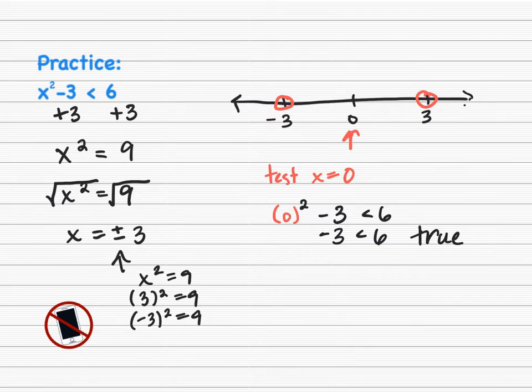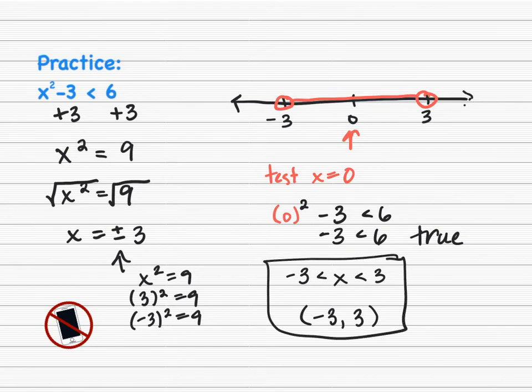So that means that my solution set is in between -3 and +3. If it wasn't true, it would be going outward. So my inequality form of this is -3 is less than x, which is less than +3. And my interval is parentheses -3 to +3. Pardon me. So those are the answers that I end up with.